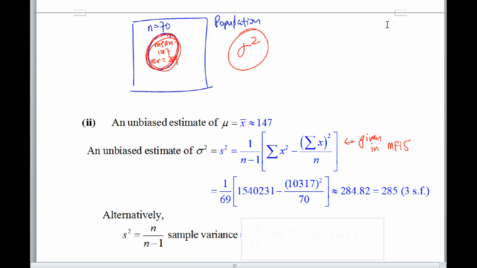You will get 285. You realize that it's 285, not 281. 281 obtained earlier was the sample variance. 285 is the unbiased estimate of the population variance. See what I'm trying to say?